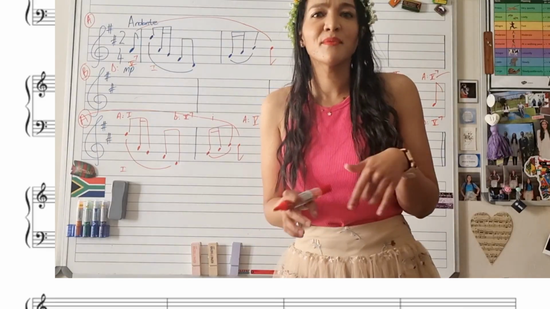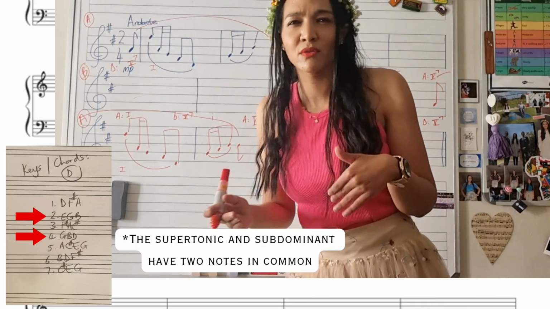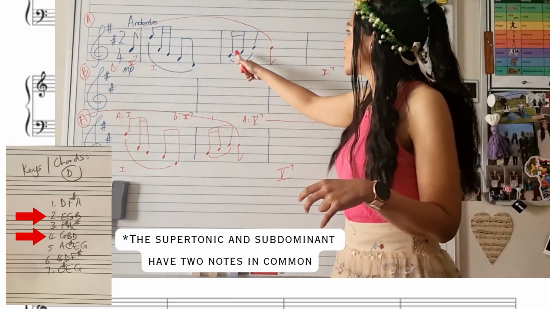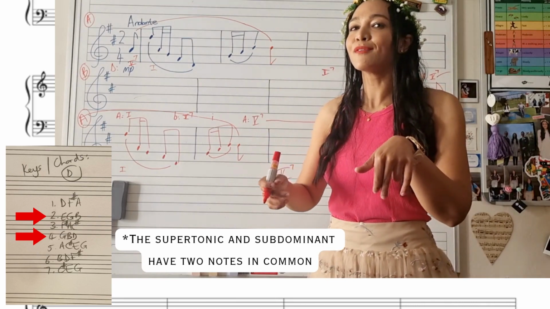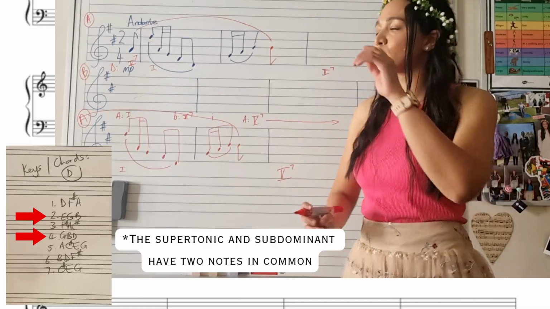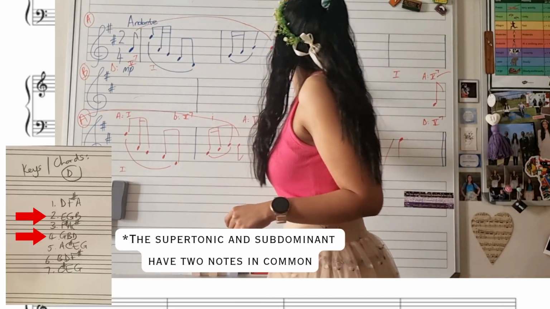In this case, I think I'm just going to go for the subdominant. They both have the same chord notes in common, which are the G and the B. They both find themselves in the supertonic chord of D major as well as the subdominant chord. So we can literally have either. I think I'm just going to go with the subdominant.